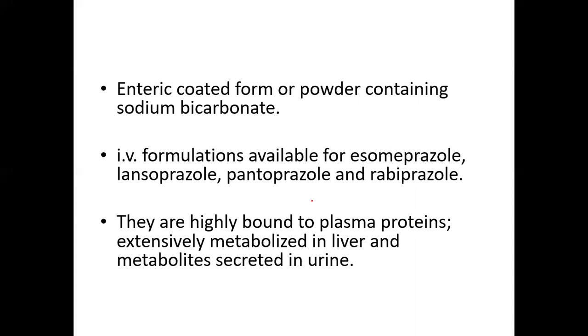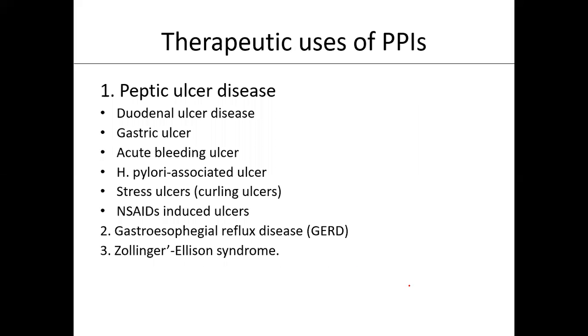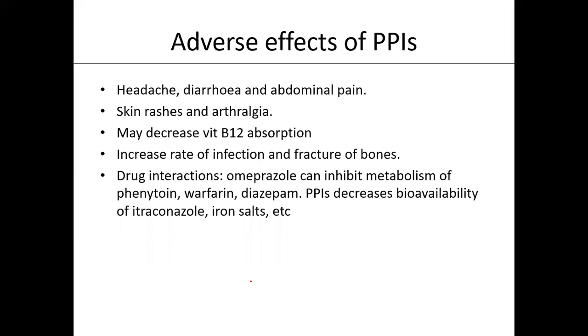These drugs are highly bound to plasma proteins and extensively metabolized in the liver, and these metabolites are secreted in urine. Uses, as we were talking about peptic ulcer, the main use: it could be used in duodenal ulcer, gastric ulcer, bleeding ulcers, H. pylori associated ulcer, stress ulcer, and NSAID-induced ulcer. It could be used for gastroesophageal reflux disorders. It could be used for Zollinger-Ellison syndrome.